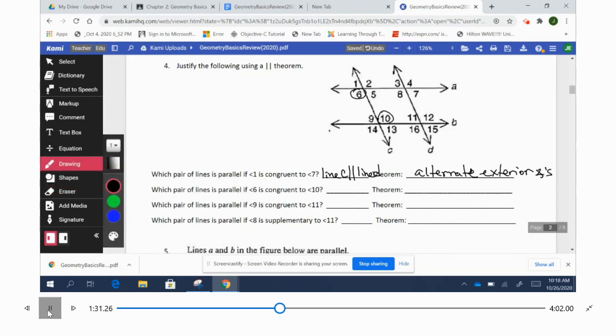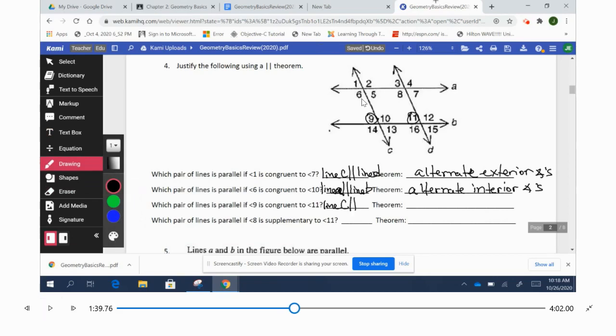Okay, now look at 6 and 10. We're circling those. So those are alternate interior angles if A and B are the lines cut by transversal C. And when those are congruent, the lines are parallel. Okay, so line A will be parallel to line B by alternate interior angles theorem.